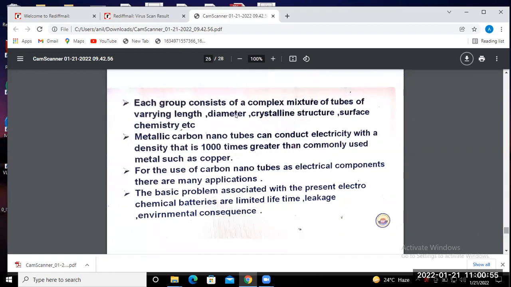So the metallic carbon nanotubes can carry electricity with a density that is 100 times greater than commonly used metals such as copper. So this is the basic difference compared to the commonly used metal, copper. So for the use of carbon nanotubes as electrical components, there are many applications.